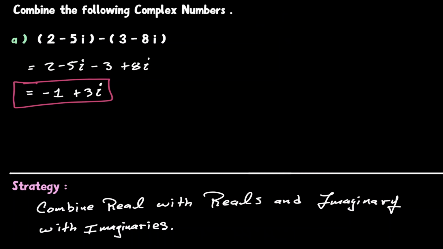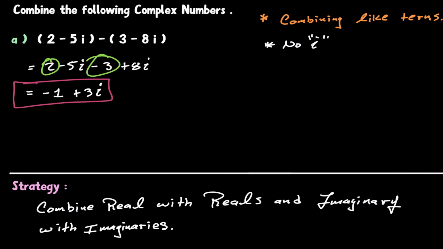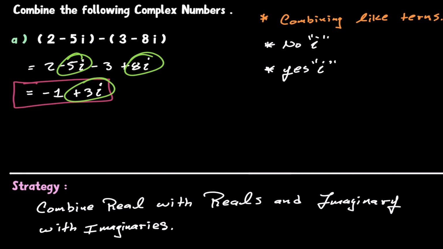You can also think of this as we were just combining like terms. Those that have no i's on them, which in this case were 2 and negative 3. That's how we got negative 1. And those that had an i on them, negative 5i and positive 8i. That's how we got 3i.